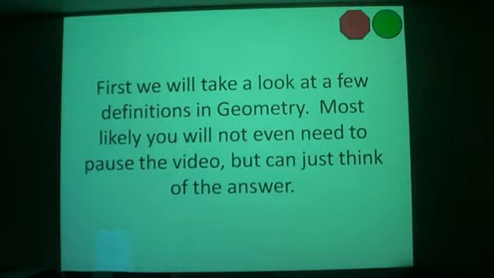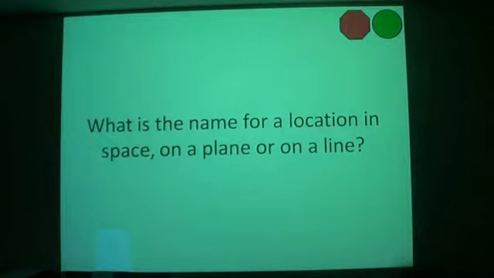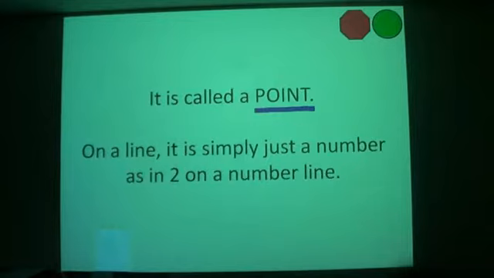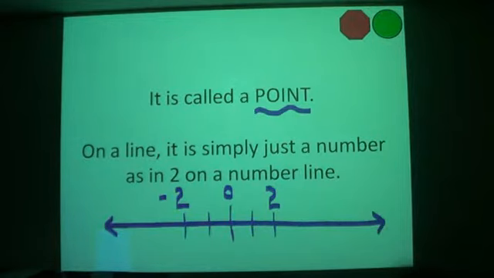First, we'll take a look at a few definitions in geometry. Most likely, you'll not even need to pause the video, but can just think of the answer. What is the name of a location in space on a plane or on a line? It's called a point. On a line, it's simply just a number, as in 2 on the number line, and there's the point right there.